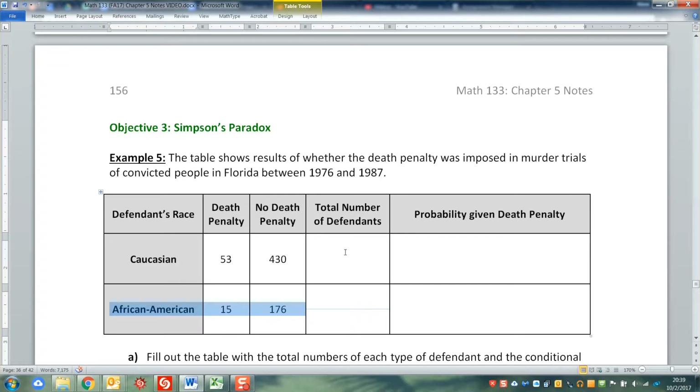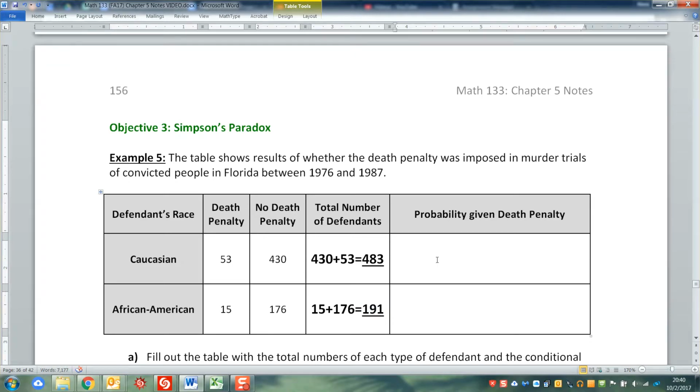All right, so what's the total number of defendants? In this group, it's 483. I'm getting that just by adding those two numbers, 430 plus 53 is equal to 483 total. Now for the African American people that were convicted, it's 15 plus 176, which is equal to 191 total.